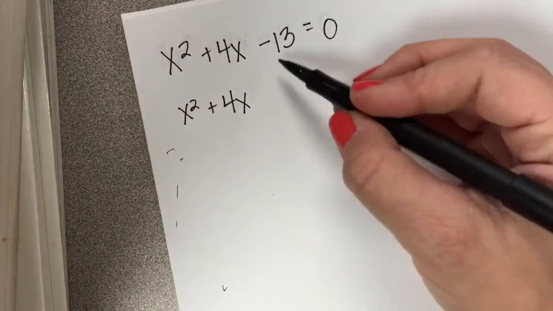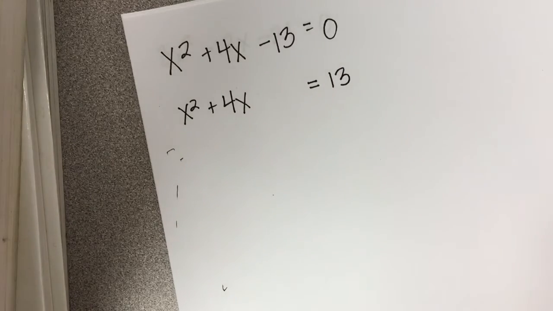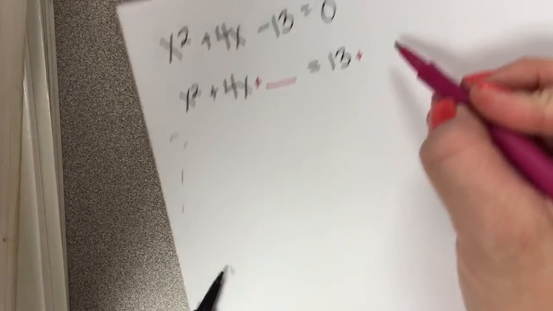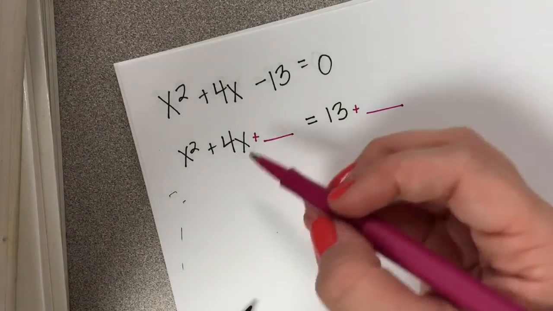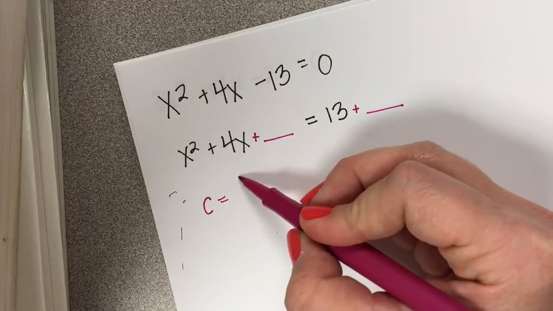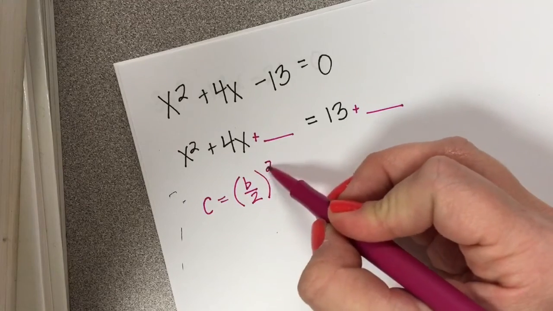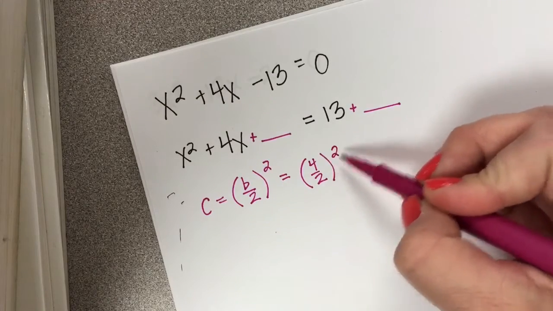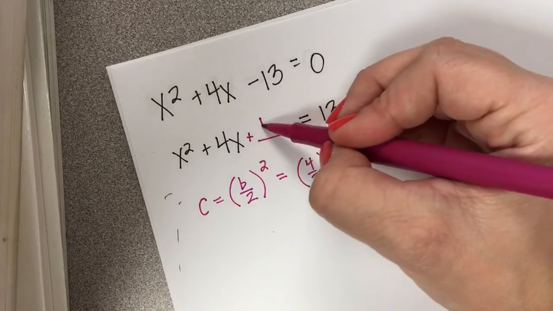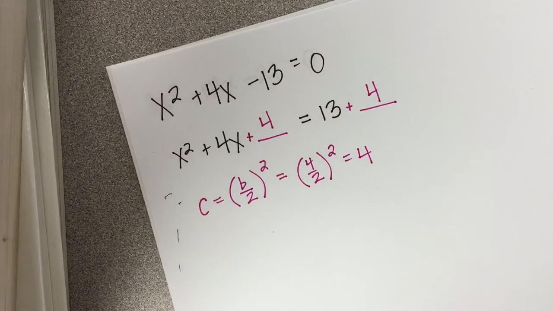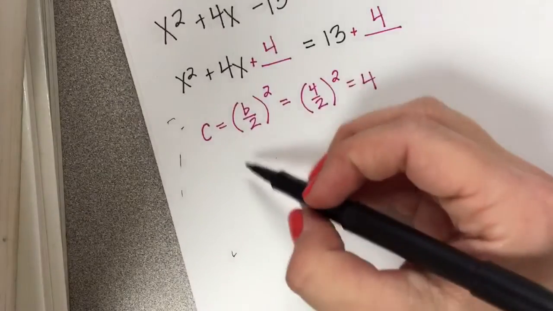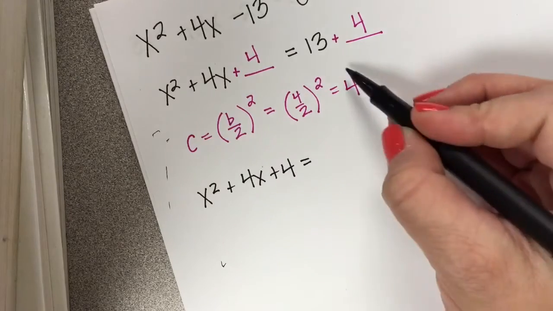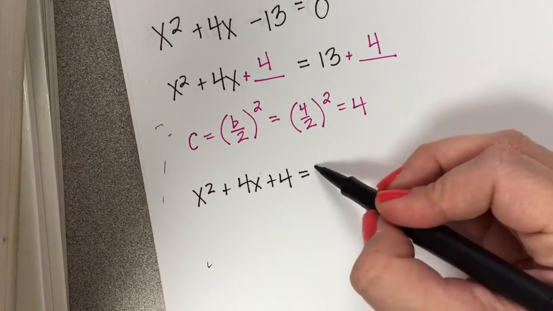So I know I'm going to complete the square. I'm going to add 13 to both sides. What this left me with, just like last time, is that blank to fill in with c. And just like last time, to figure out c, it's b over 2 squared. B is 4, so that's 4 over 2, which is 2. 2 squared is 4. So 4 is going to go in here, and it's going to go on both sides. So my new trinomial is x squared plus 4x plus 4 equals 13 plus 4 is 17.